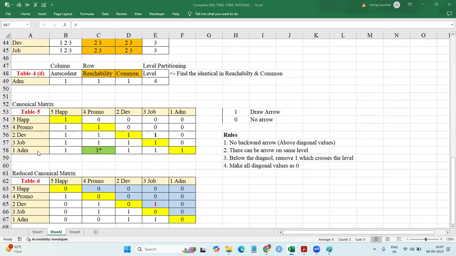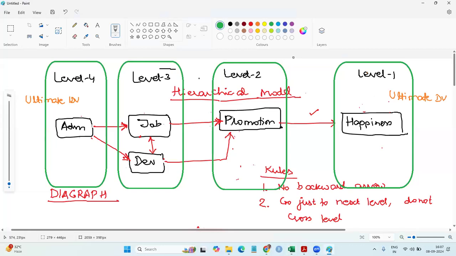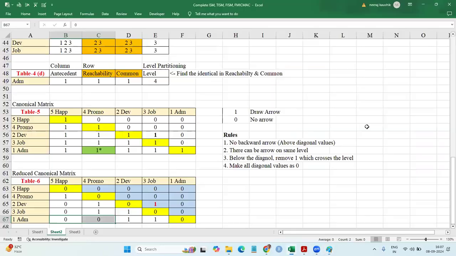If you look at the diagram once again, from level 3, I cannot go to level 1. From job and development, I cannot go to happiness. So come back. From job, there was a happiness. From development, there was a happiness. I made both of them 0. So these are 0, others are okay. Please ask whether this is clear or not.